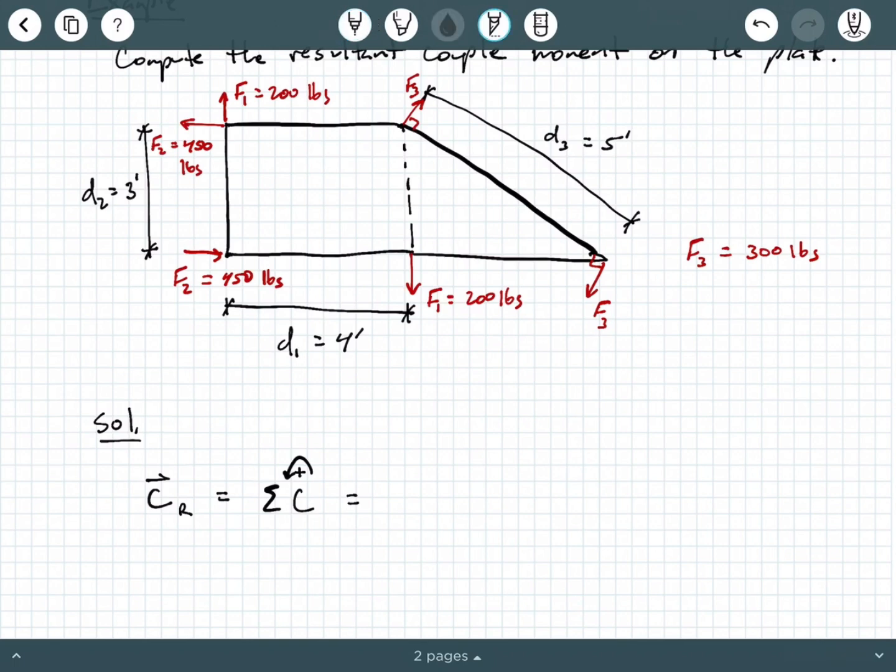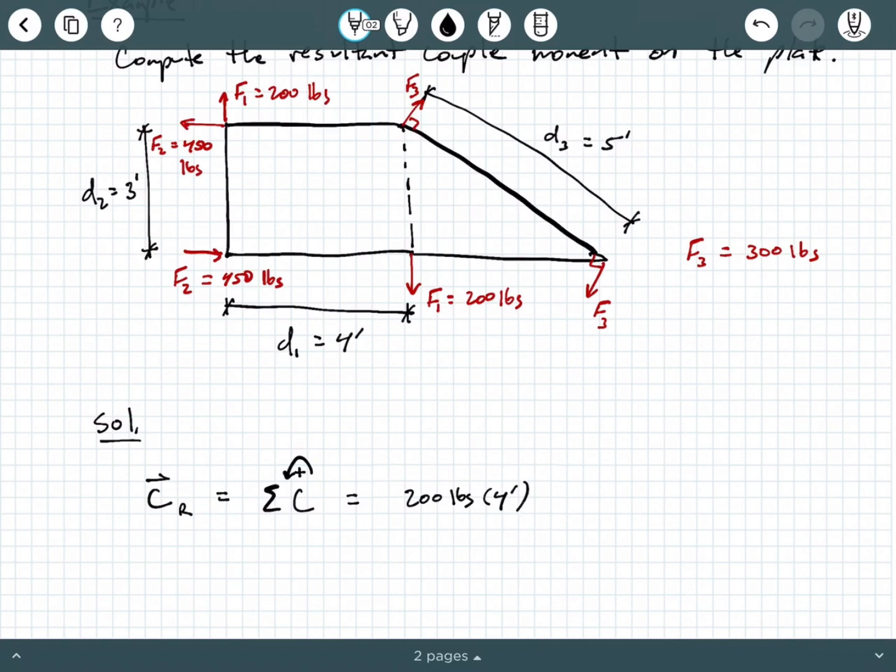Let's look at F1, all right? We have F1 here and F1 here, and the perpendicular distance in between the lines of action of these two F1s is 4 feet. Remember, it's a perpendicular distance between the lines of action. So you could think of it as here is the line of action of F1 from here, and this is the line of action of F1 on the left side of the plate. So the perpendicular distance between them is this D1, all right? So we're going to end up saying 200 pounds times 4 feet.